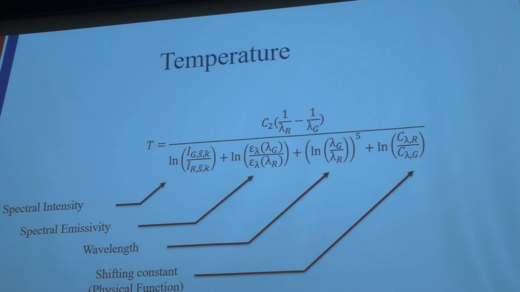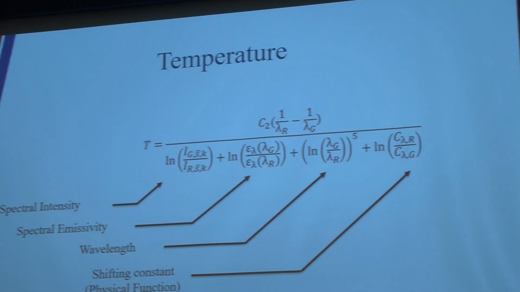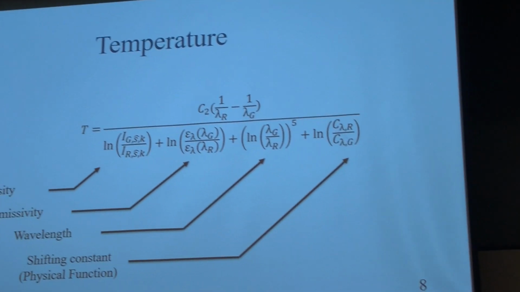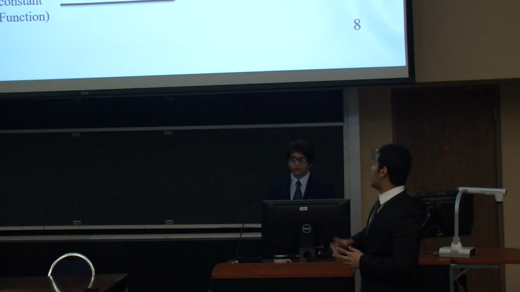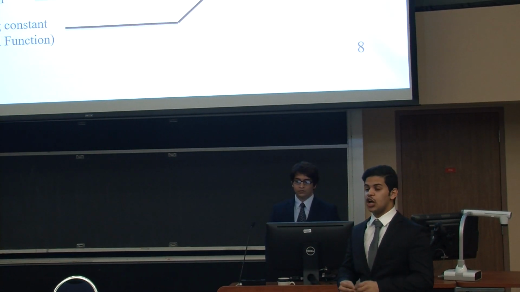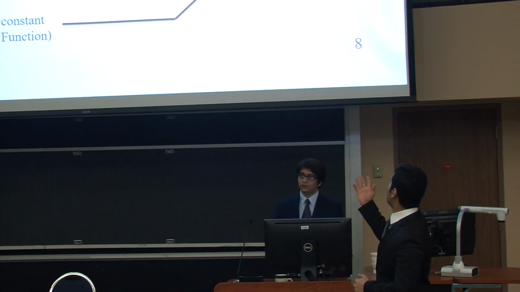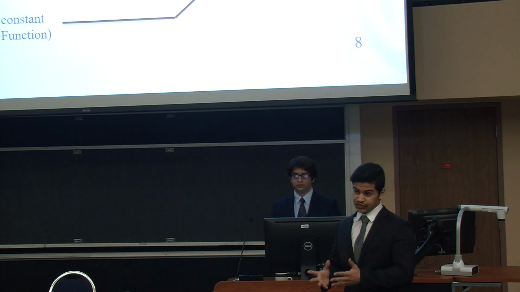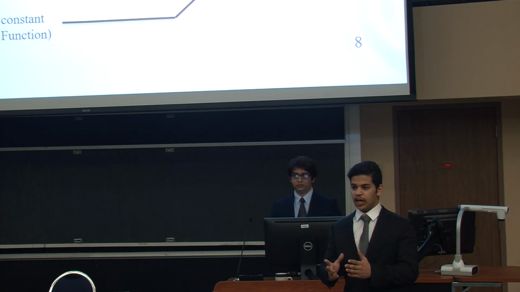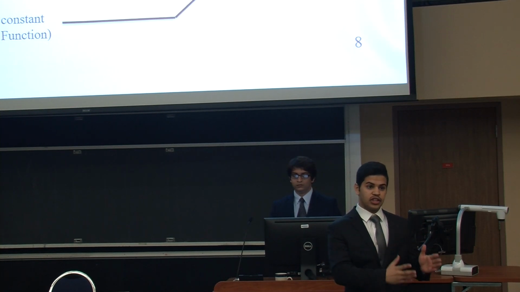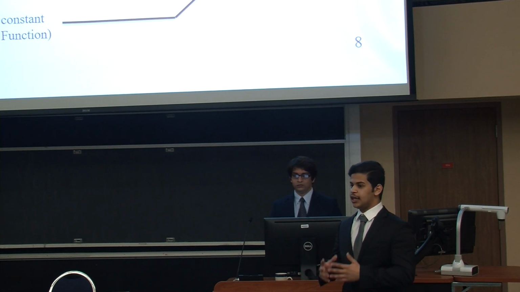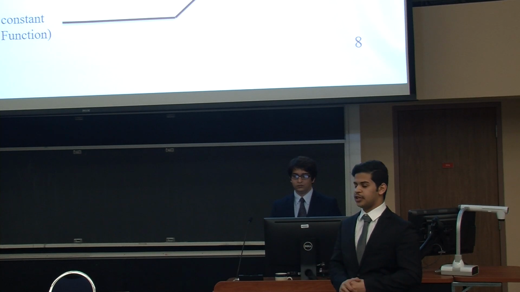Here is the temperature equation we got, and as we see from the denominator, I_G is the green intensity over the red intensity, and epsilon lambda is the spectral response for both green and red colors. C sub lambda is the shifting constant for both green and red colors as well, which means the value will be used to shift the relative response function to a physical response function, which will be explained by Ahmad in camera calculation later on.